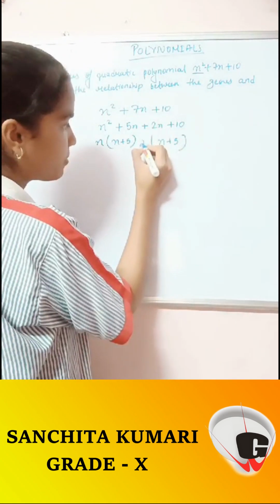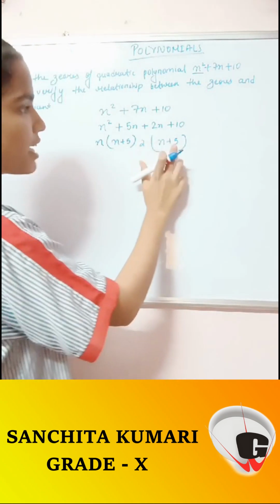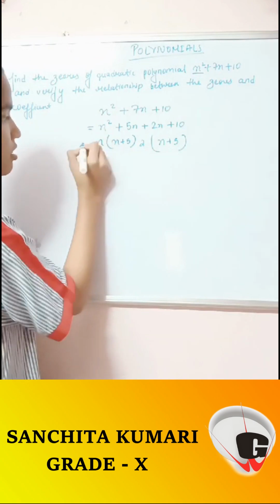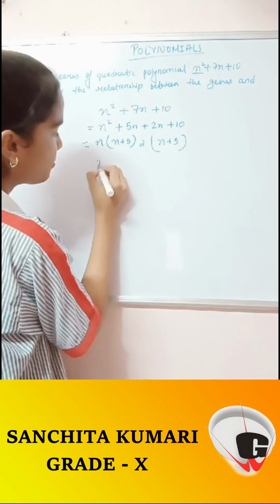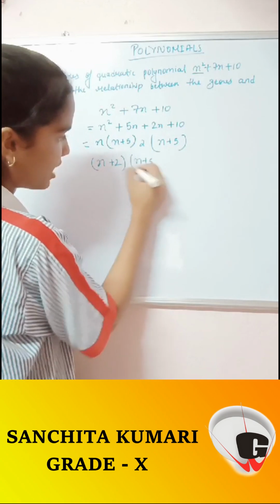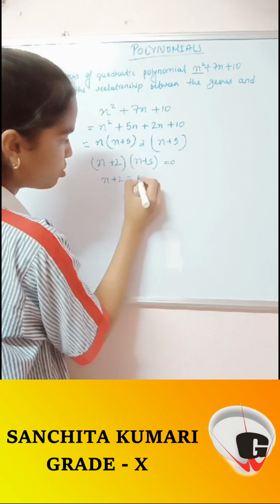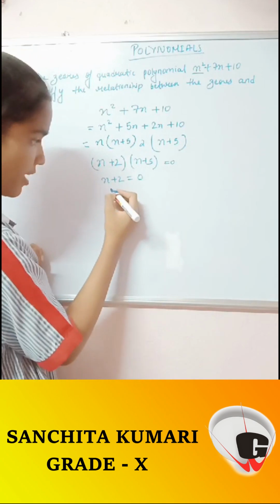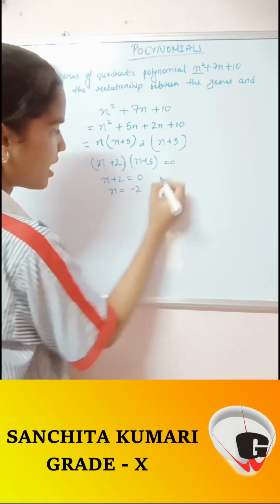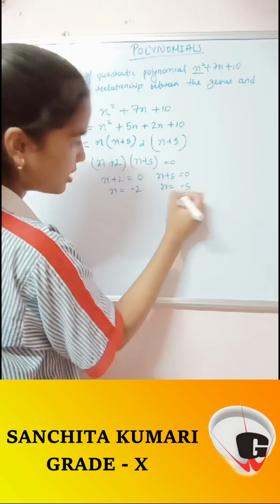And just put the value, that is 2 times x plus 5. 2 fives are 10, so we'll get the value. Now from here, x plus 2 and x plus 5 equals to 0. So x plus 2 equals to 0, right? So x equals to minus 2, and x plus 5 equals to 0, so x equals to minus 5.